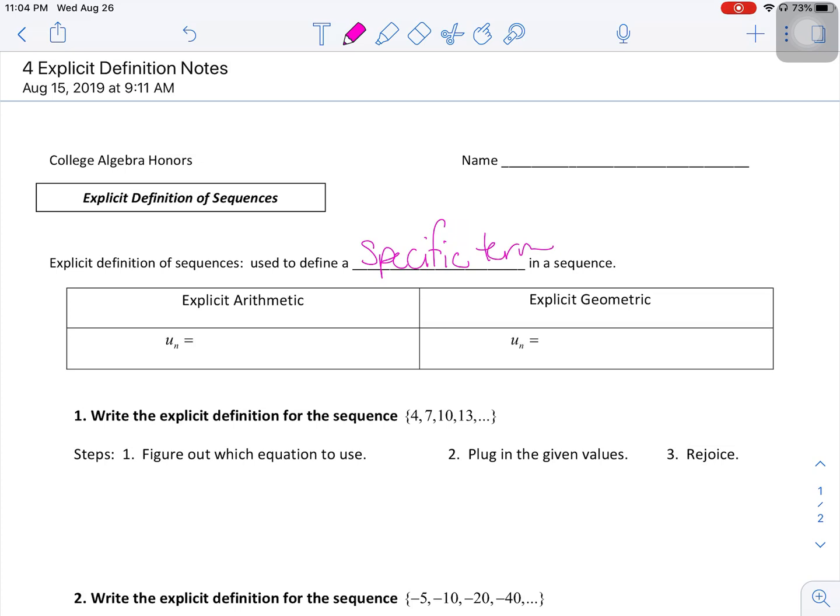So it doesn't matter what term you're looking for. So if I want to know the 80th term, as long as I have an explicit definition, I can find the 80th term without needing to know the 79th term, which is really a nice thing. The kind of fun part is you guys have actually already seen the explicit arithmetic, explicit geometric definitions.